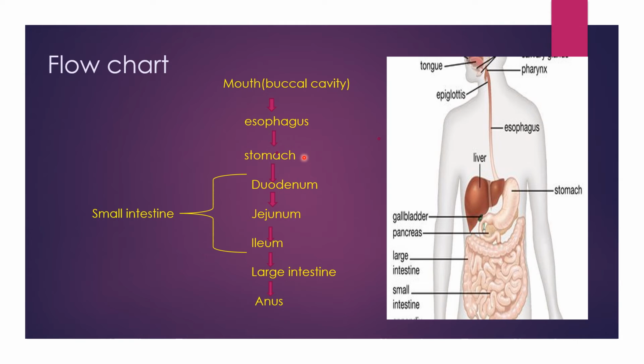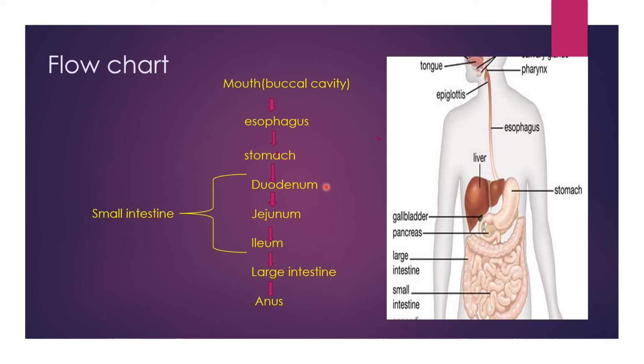Now food will come here to the stomach. In the stomach, HCl and pepsin are present. HCl is a kind of acid, hydrochloric acid, and pepsin is a kind of enzyme which helps in further breakdown of food. Now food will mix with HCl and pepsin. After this, food will enter the small intestine. I already told you that the small intestine is divided into three parts: duodenum, jejunum and ileum.